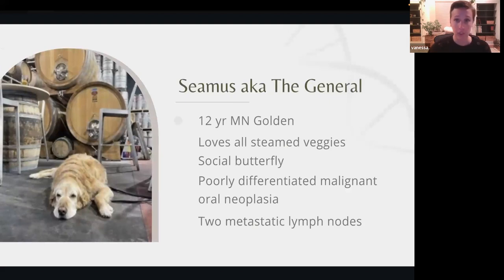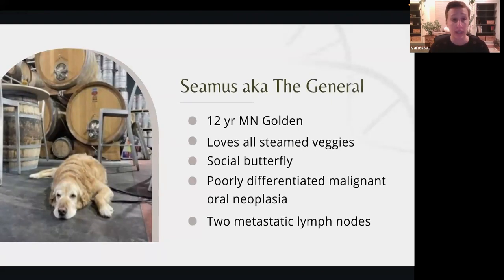Okay. So let's talk about how we can put this into action for other types of cancer. Seamus, aka the General, is a 12-year-old male neutered golden. He absolutely loves steamed veggies. I am not kidding. He was called a social butterfly, and he was diagnosed with a poorly differentiated malignant oral neoplasia. He also had 2 metastatic lymph nodes. I don't know if you all love that diagnosis as much as I do. Poorly differentiated cancer. Like, thanks, I already knew he had cancer.